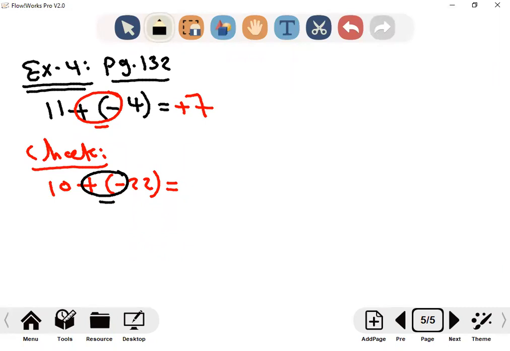Same or different? Add or subtract? Subtract. 22 with 10, how much? 12. Subtract. Right? What's the bigger? The 10 with the positive or the 22 with the negative? Negative. Clear? Are you sure? Okay.